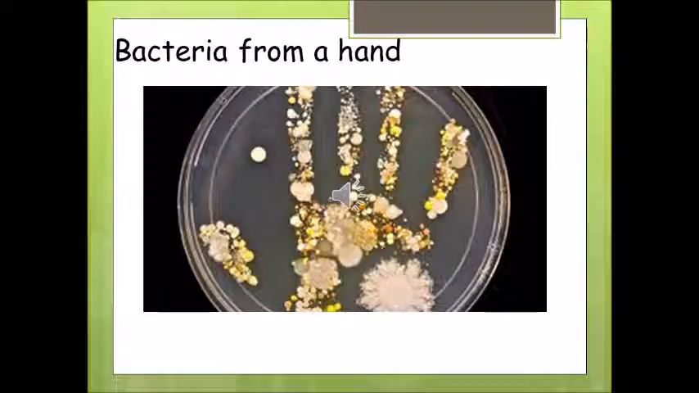This is an example of microorganism growth on a hand. A hand was placed on top of a petri dish filled with nutrient agar. It was then covered and placed inside an incubator for 3 days. After that time, this is the microorganism growth that was seen.